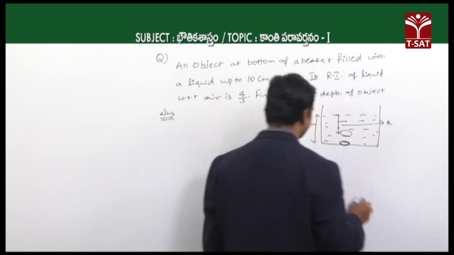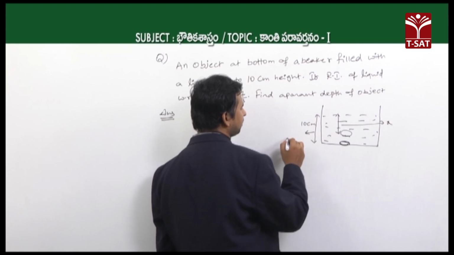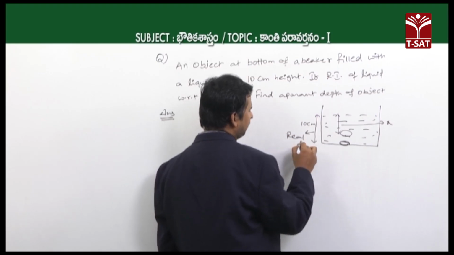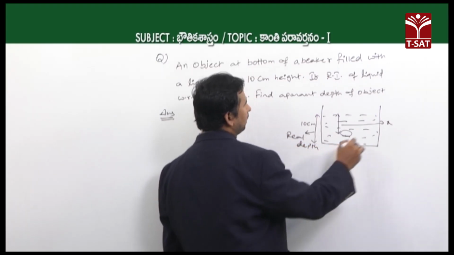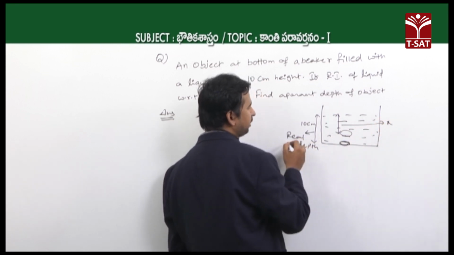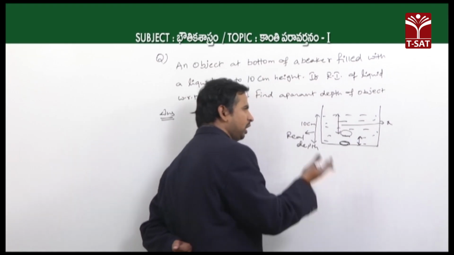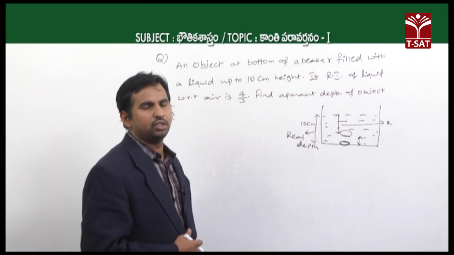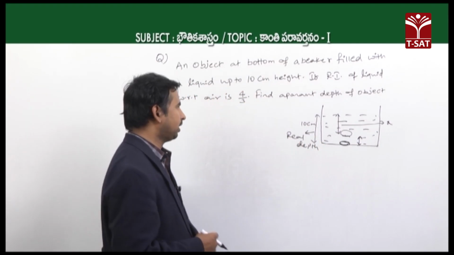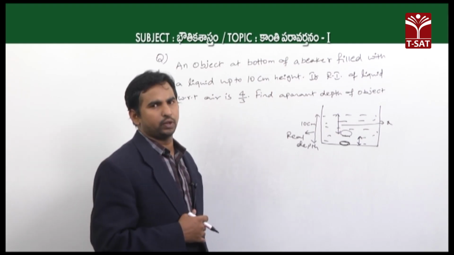Let it be x. And this 10 centimeters is nothing but the real depth. So this is the apparent depth and this is the real depth, and this is the height by which that coin appears to be raised. There is a change in the vertical position of the coin. Now we are finding that x value.